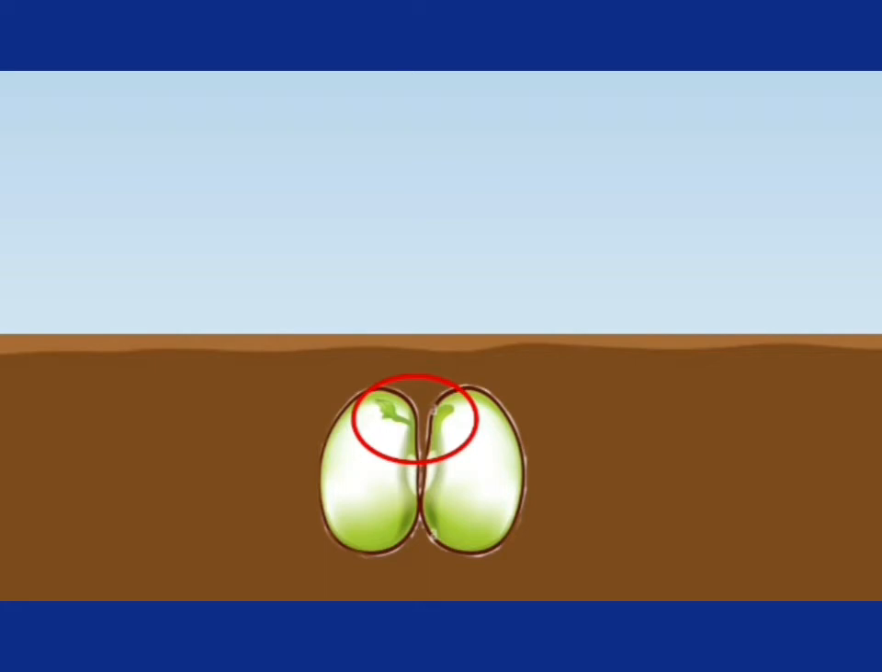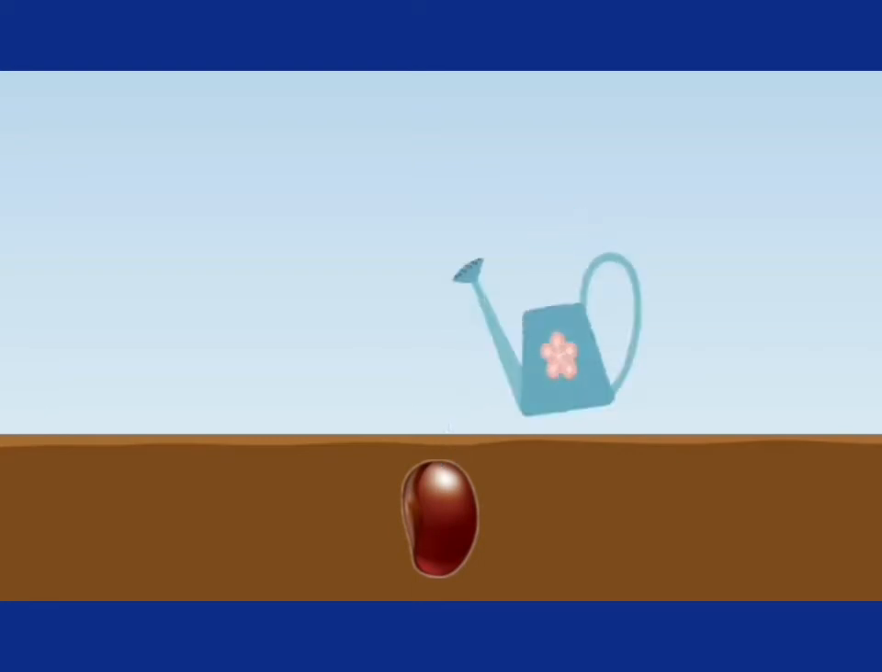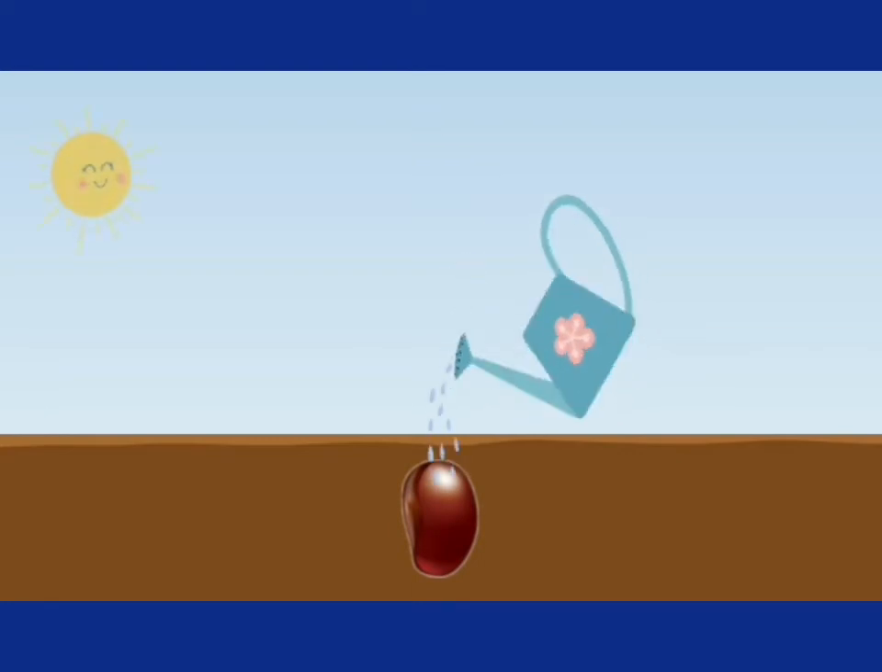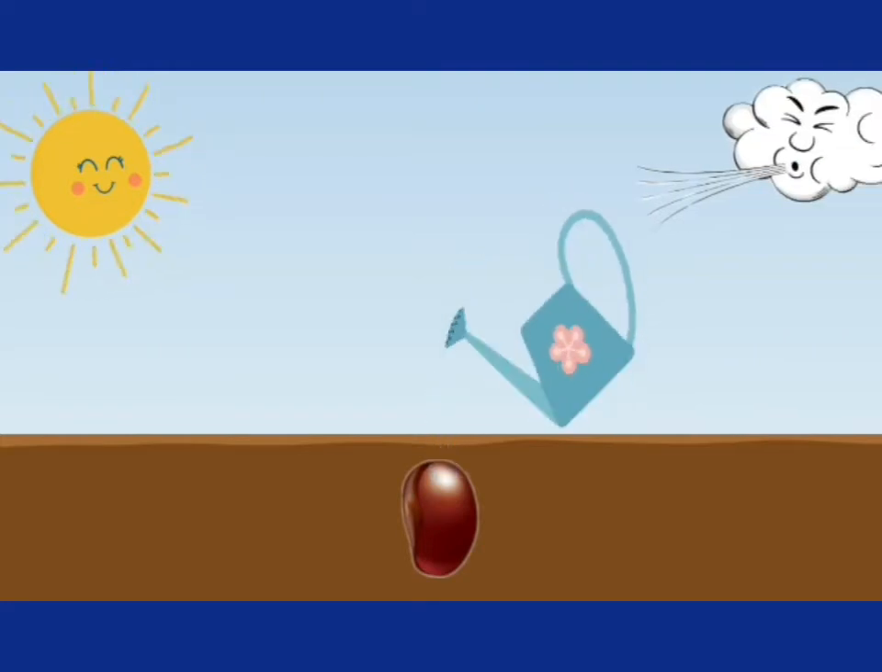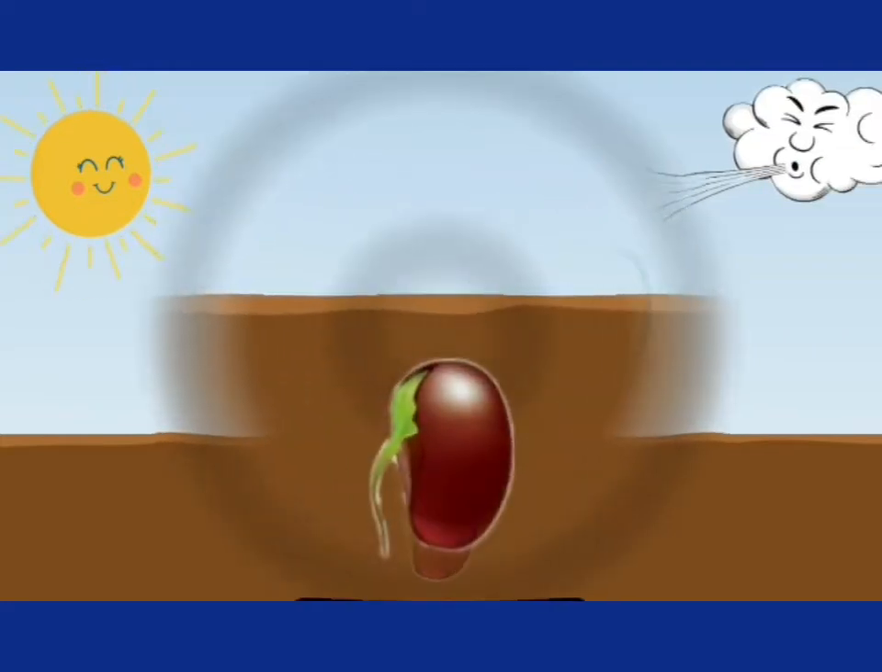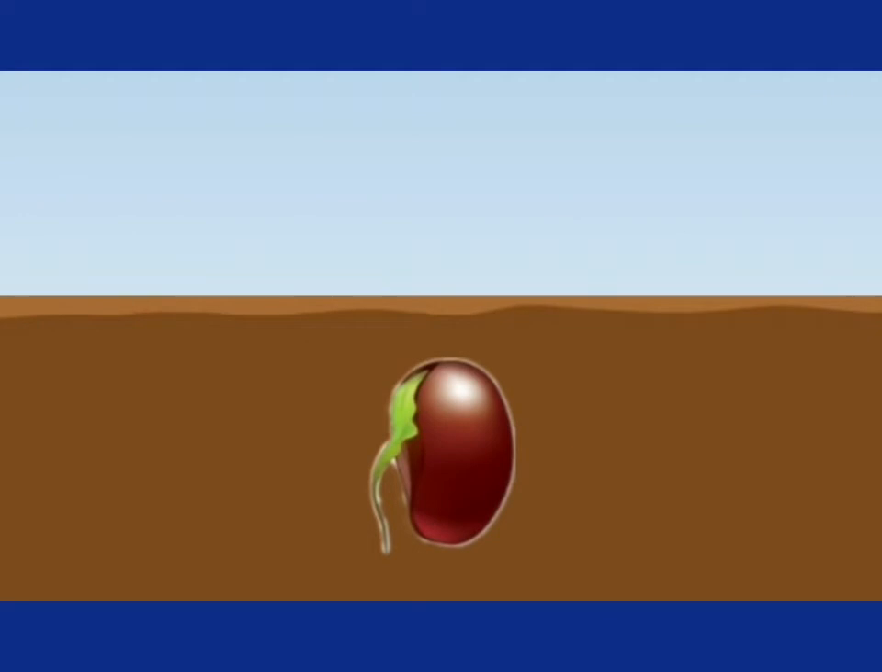And children, the seed needs water, sunlight, and air to grow. And children, the first sign of growth is a tiny root. Okay, this is the tiny root, children, which comes out of the seed.